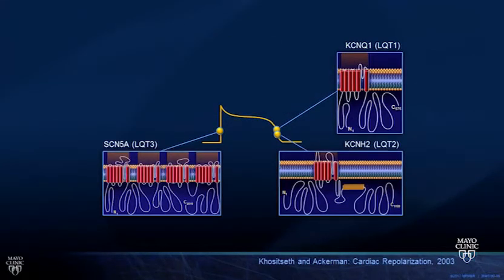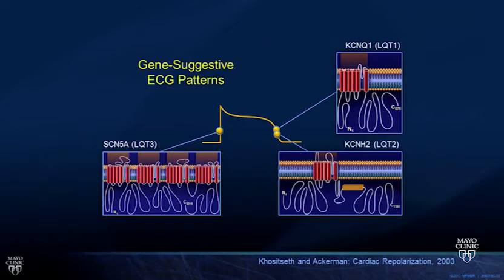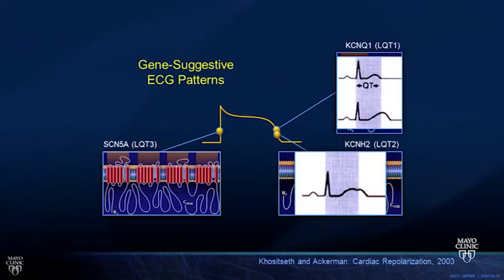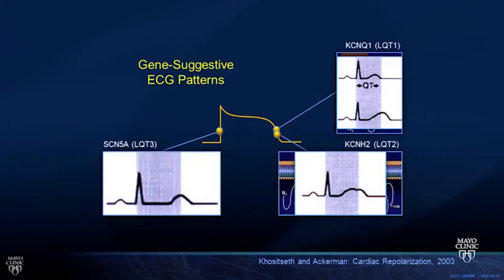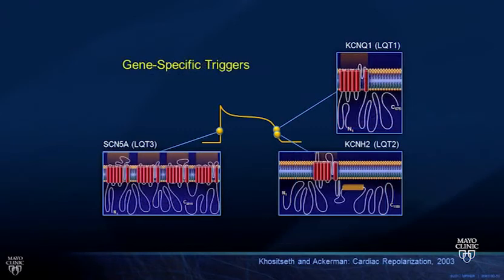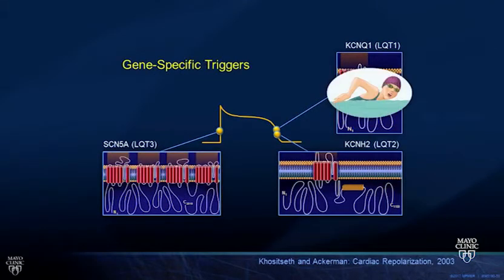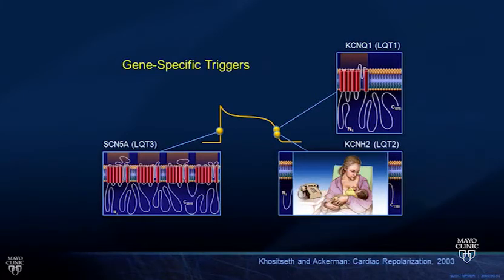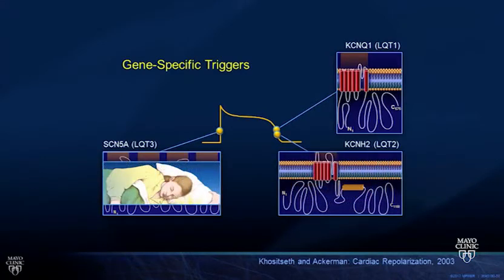Then the next key genotype phenotype for the boards to review is the gene suggestive ECG pattern. Broad-based T waves, think LQT1. Notched T waves, LQT2. Normal T wave after a long isoelectric segment, think 3. The triggers, sports, activities, aerobics, swimming, think 1. Doorbells, alarm clocks, auditory cues, think LQT2 for the boards. Women in the postpartum period are at increased risk for long QT triggered events, but that's almost exclusively LQT2 women. And then non-activity for LQT3.